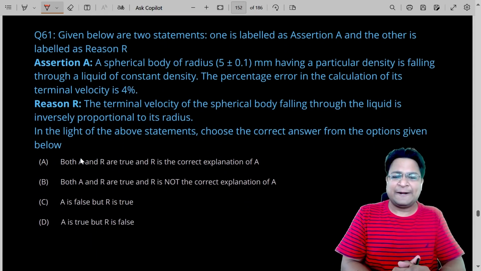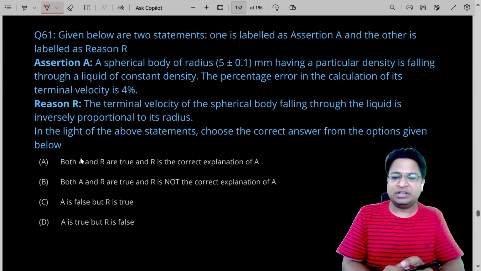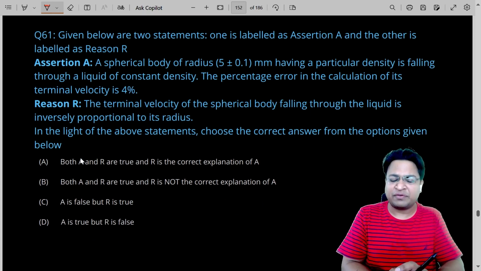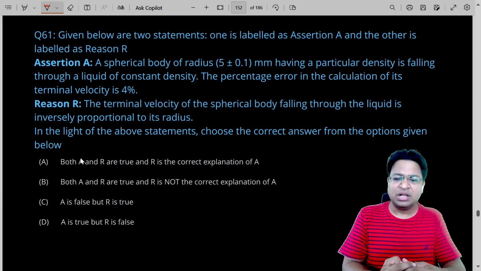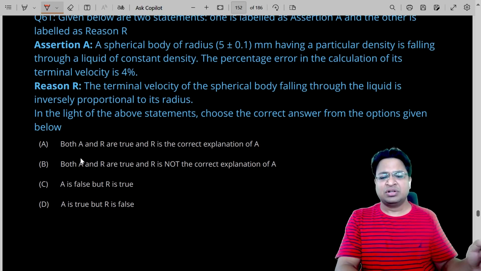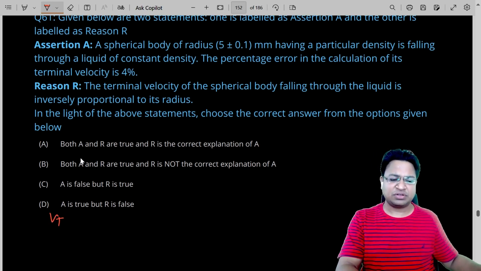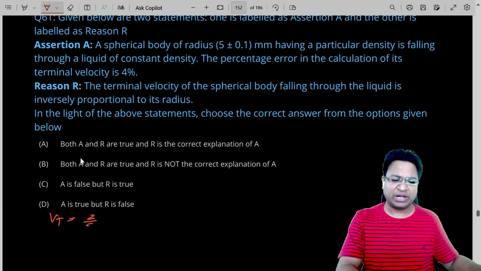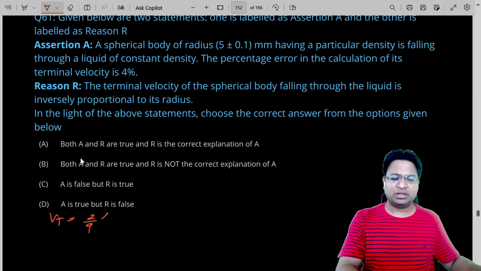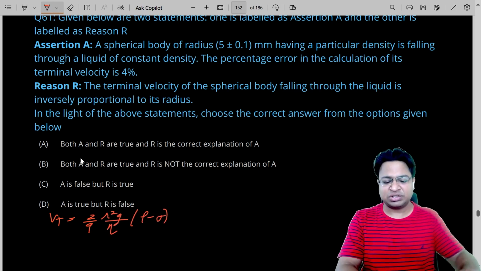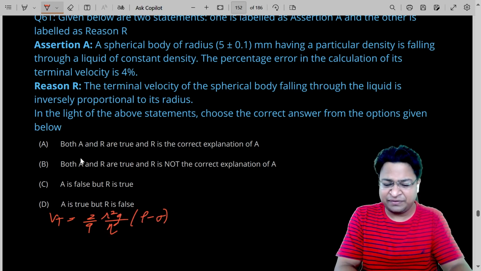It says a spherical body of radius this much having a particular density is falling through a liquid of constant density. Okay, the percentage error is in the calculation of its terminal velocity. So we'll have to do this now. So guys, the formula for terminal velocity was somewhat like this: 2 by 9, then r square g by eta, and then rho minus sigma. This is the formula for terminal velocity, I believe.